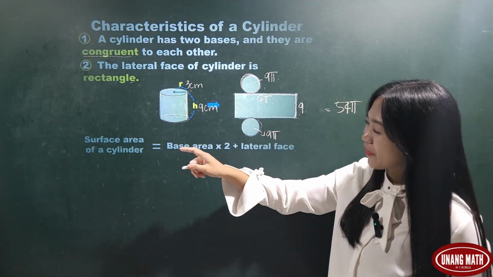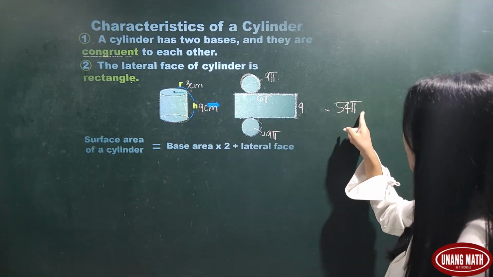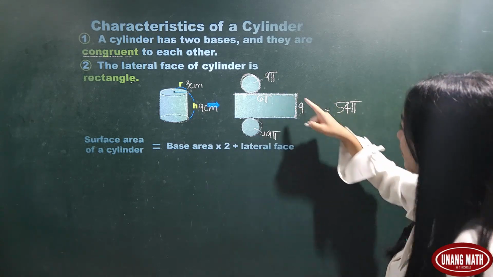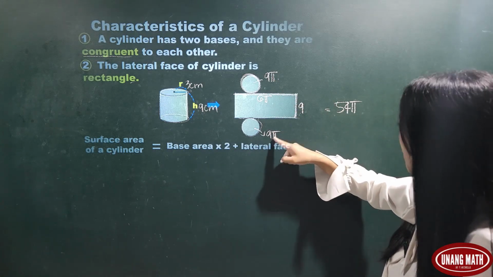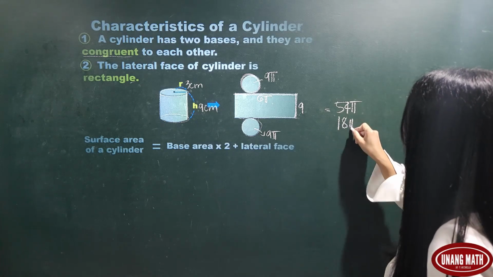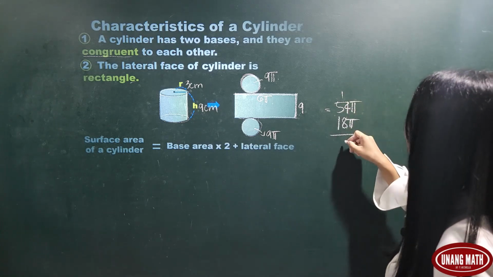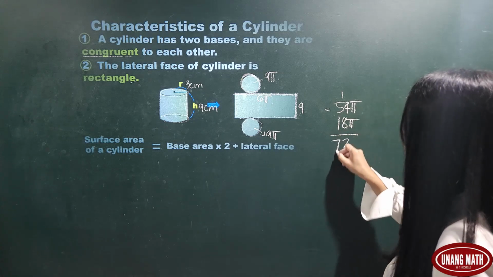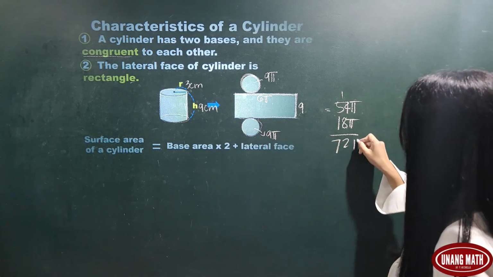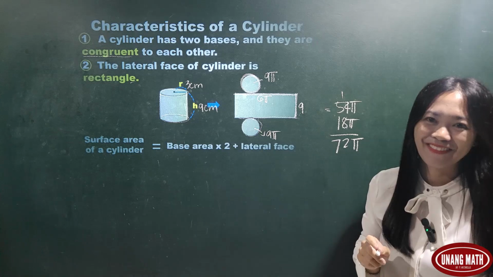So to find the surface area of the cylinder, 54 pi plus 9 times 2, that's 18, so this is 18 pi. If we add, then the surface area of the cylinder is 72 pi.